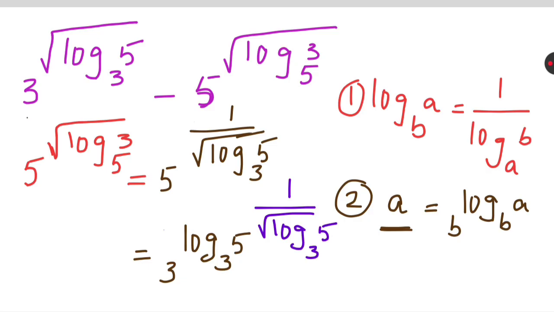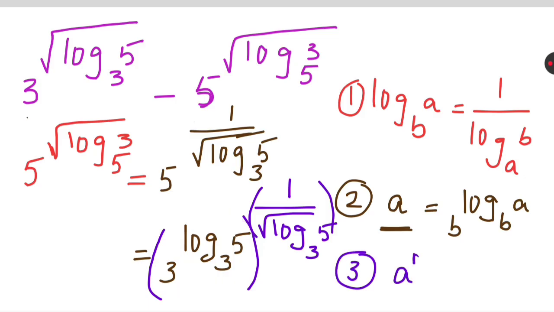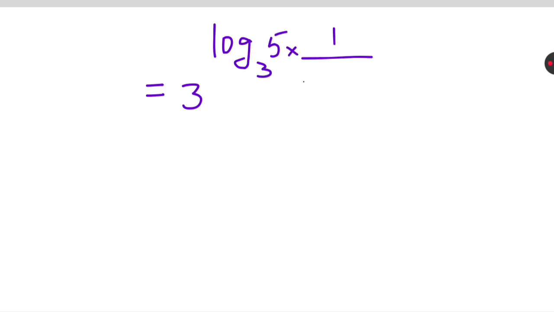So now it is in the form of a raised to the power of m whole raised to the power of n, isn't it? So this is 3 raised to the power of log 5 with base 3, then whole raised to the power of this term. If we have a^m whole raised to the power of n, we can write this as a^(mn). So these two terms we can write as a product. So let's write that: 3 raised to the power of log 5 with base 3 times 1 over square root of log 5 with base 3.